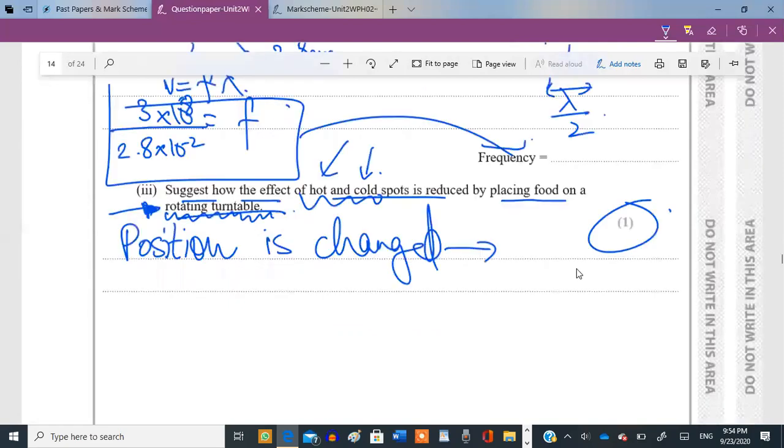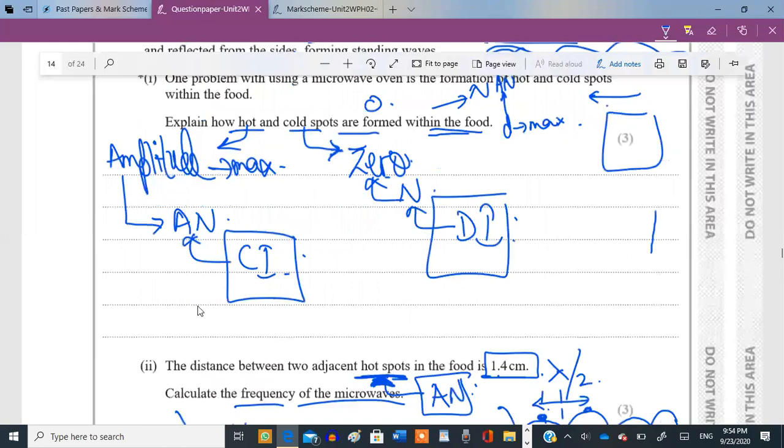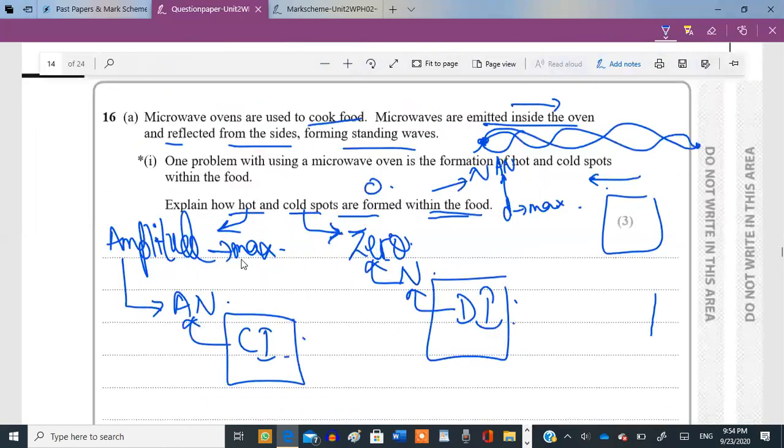How are the hot and cold spots produced? Nodes and antinodes, we gave that answer in this part. Remember, antinodes are the hot spots because these are the spots moving with displacement such as max.